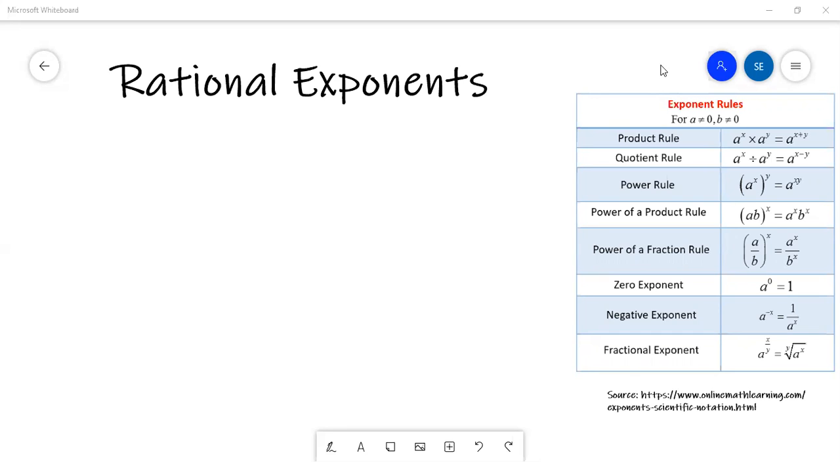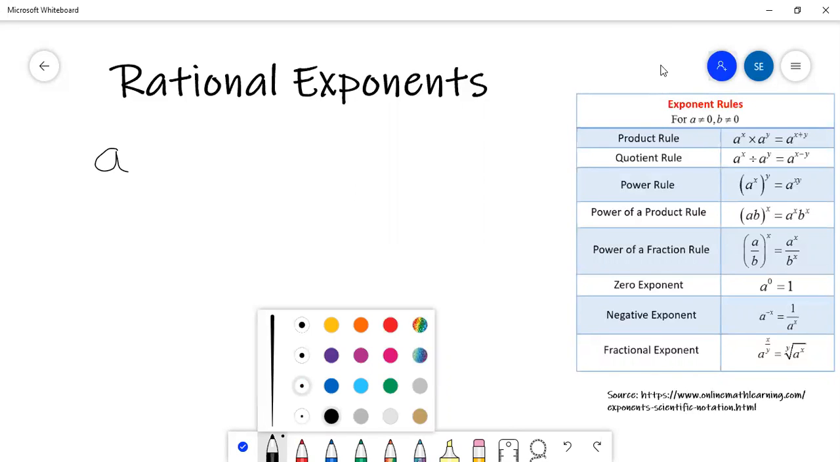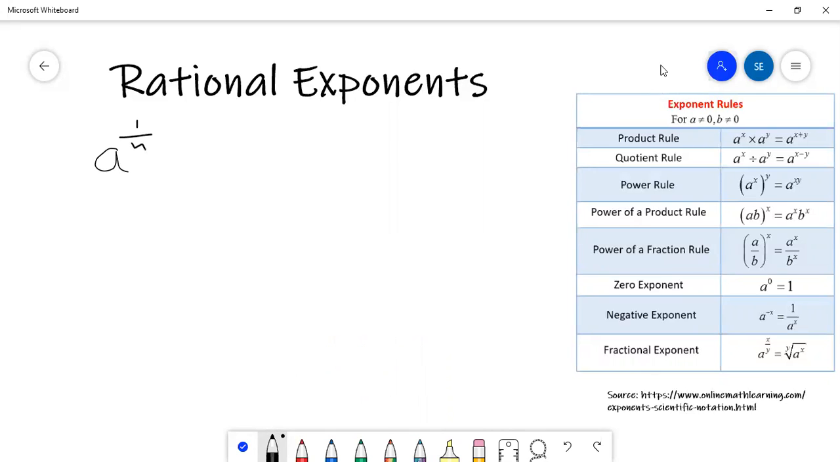This is 10.2 from your textbook, and rational exponents. In the last lesson we learned about radical expressions, and rational exponents are just another way to write those. We can write a to the 1 over n as the nth root of a. So let's look at a couple of examples of that.